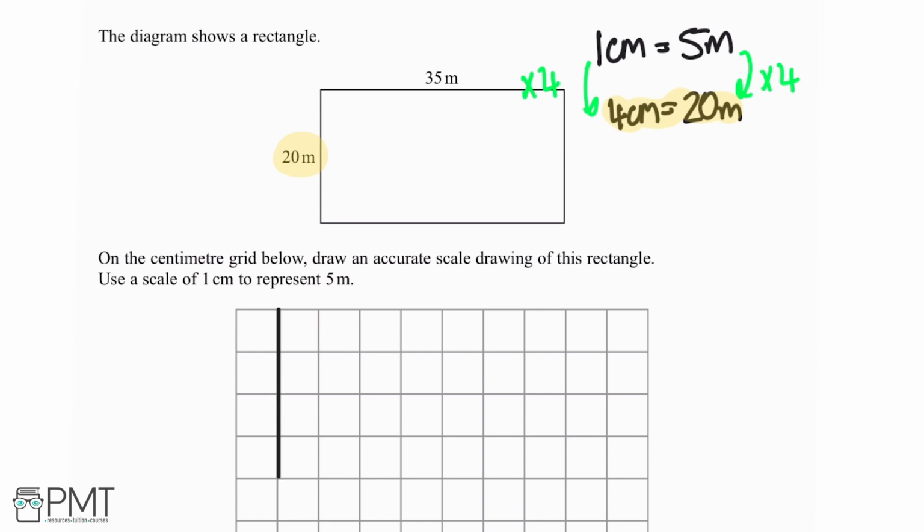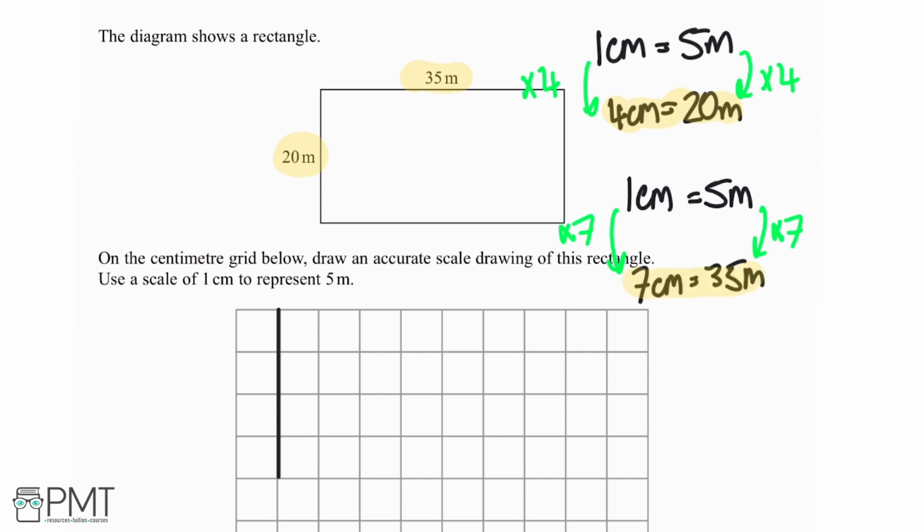Now we're going to do our exact same for our 35 metres up here, so we want to find out what that is in centimetres on our scale. Again, our starting point is going to be that 1 centimetre is 5 metres. We want to get to 35, so to get 5 to 35, we're going to multiply by 7. And if we do that to the other side as well, multiply by 7, we get that 7 centimetres equals 35 metres. So again, grabbing our ruler, we're going to draw along 7 boxes. So 1, 2, 3, 4, 5, 6, 7.